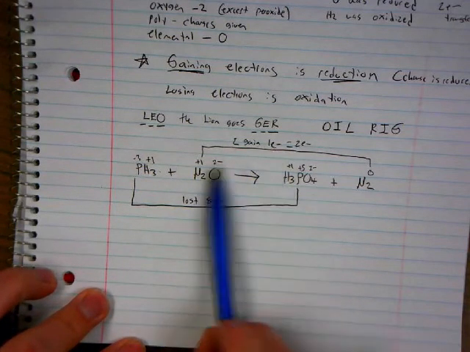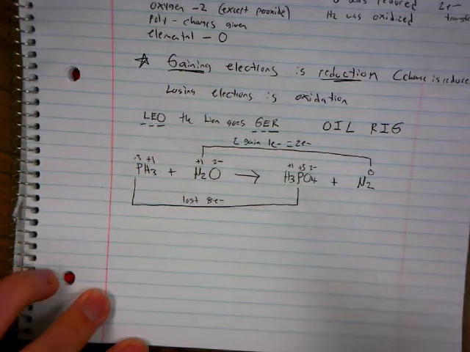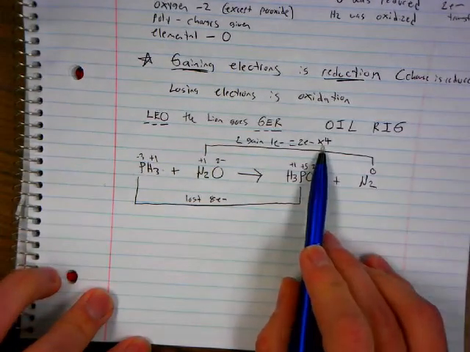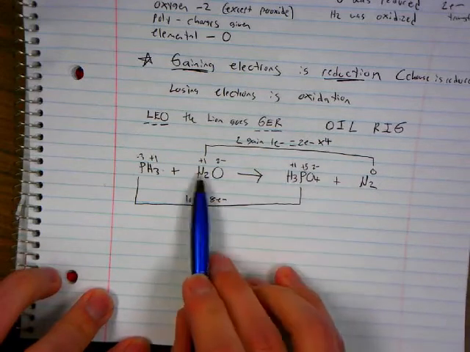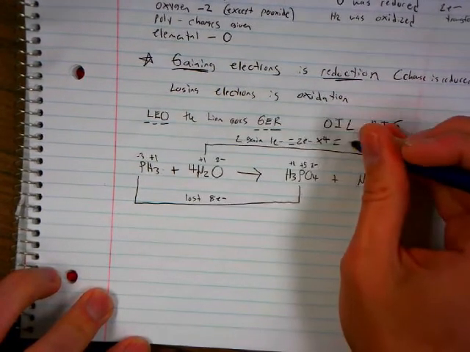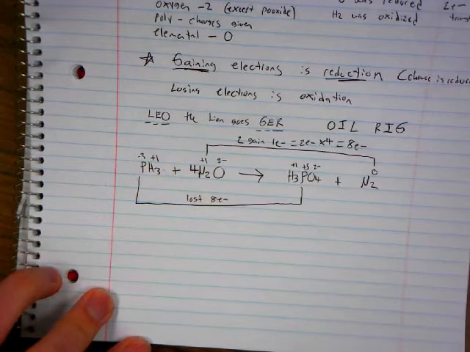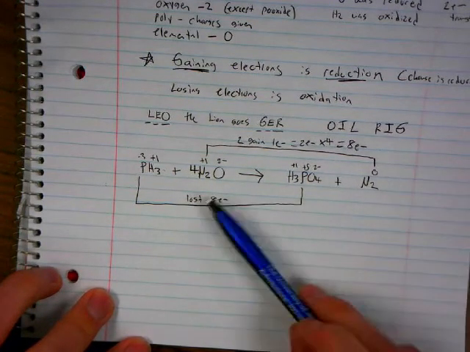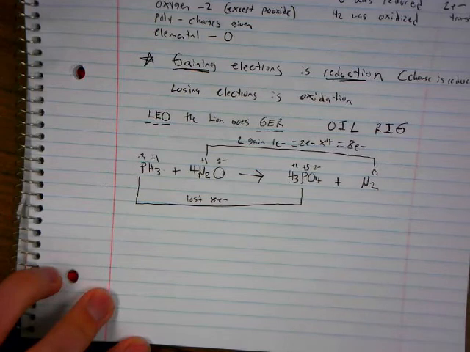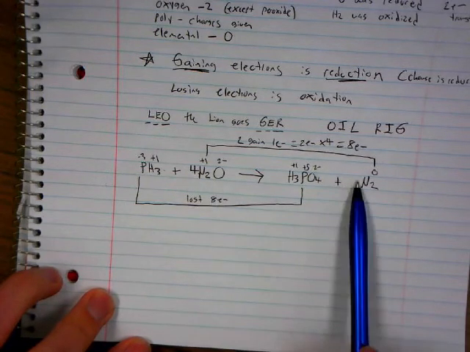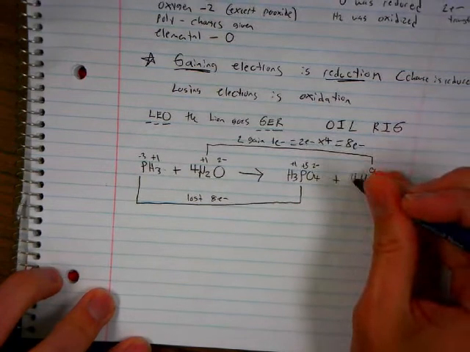No, a total of 8, right? I lost 8 here, agreed? So I need to gain 8 on this side, yes? So 2 times what gives me 8? 4. So I need to multiply this by 4. If I multiply it by 4, guess what coefficient goes in front of this compound? 4. And that gives me a total of 8 electrons. Are my electrons balanced? Yes. So everything else at this point is just by inspection.